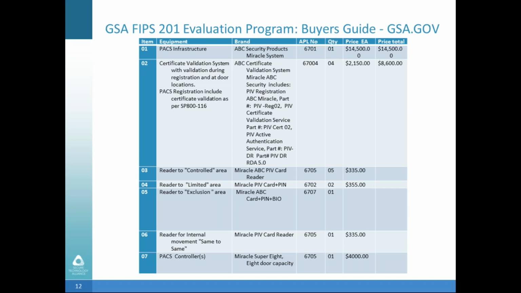This slide is taken directly from the buyer guide, and it's basically just a template that buying agents can use to send out an RFQ. This spreadsheet allows the vendors responding to that RFQ to fill in the blanks on the type of equipment they're offering and the brand name. The next column is the approved products list number that came from ID management, which ensures that buyers know the products being offered meet the federal standards.